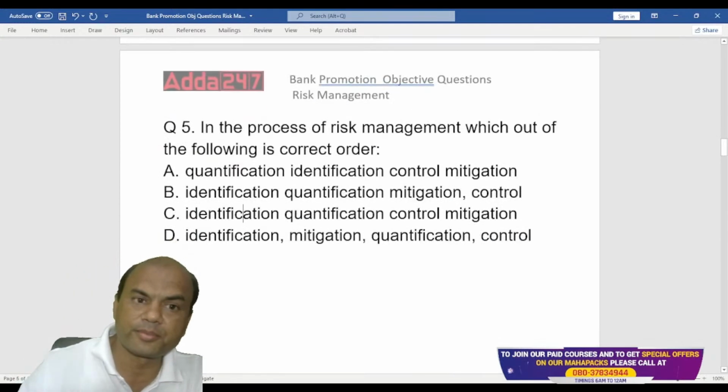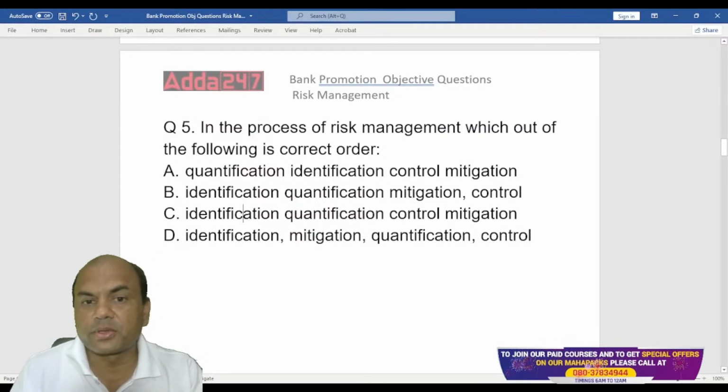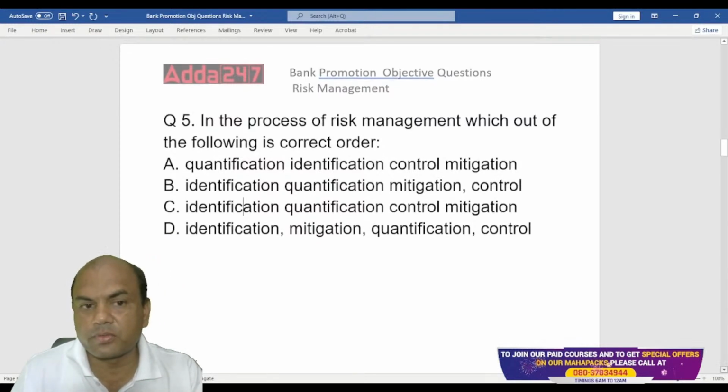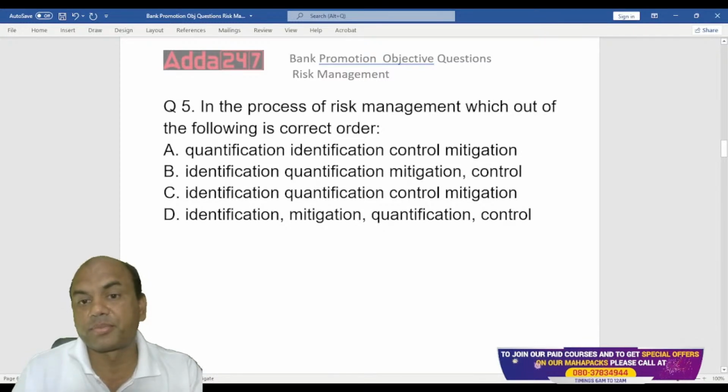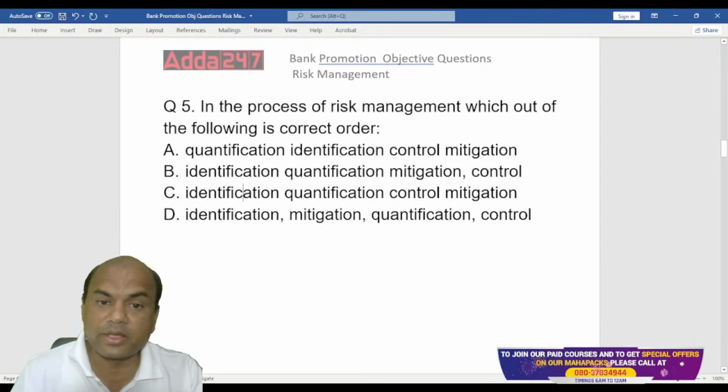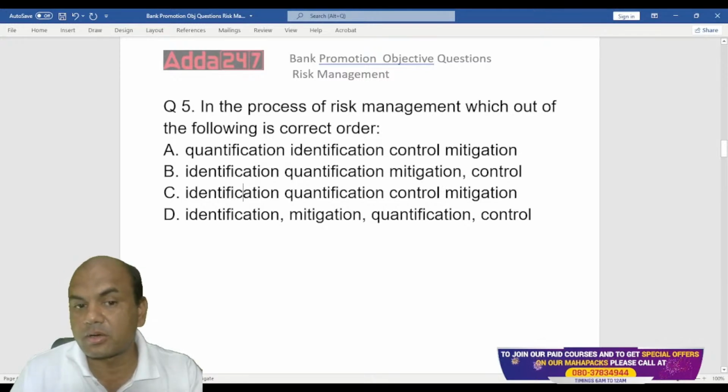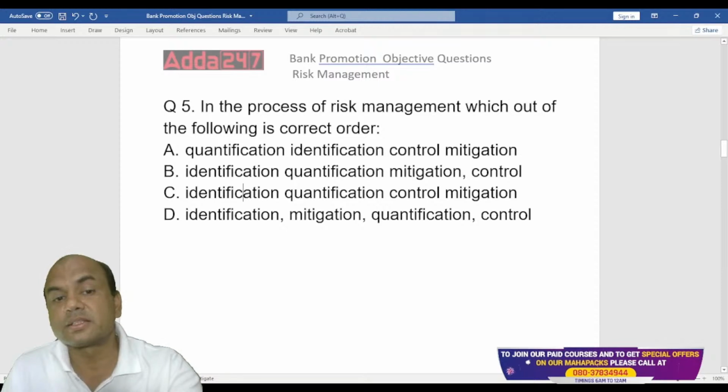Okay. Next one. In the process of risk management, which out of the following order is correct? Now, in the process of risk management, I want the order: quantification, identification, control, and mitigation. Identification, quantification, mitigation, and control. Now, you watch the remaining ones, you can read it. What is the right answer?